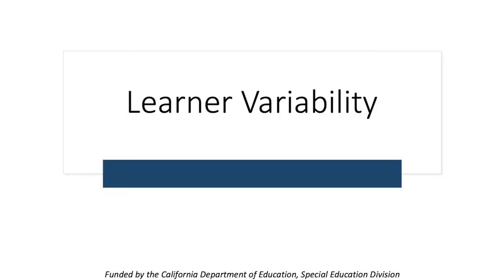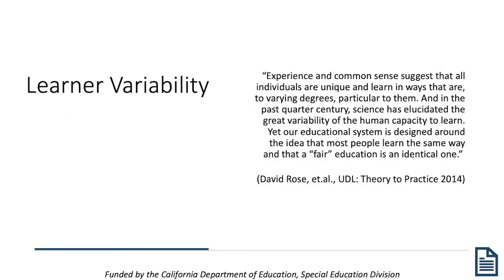First, we'll focus on the specific UDL term of learner variability. Learner variability is governed by the various contexts and environments in which students are expected to learn, as well as their level of expertise, interests, and previous experience.